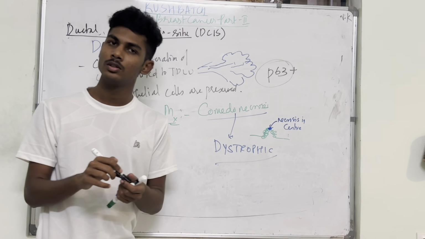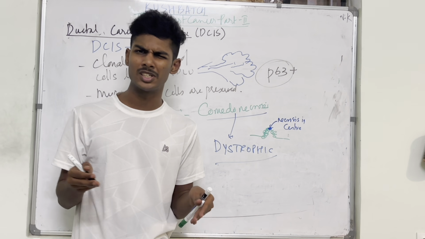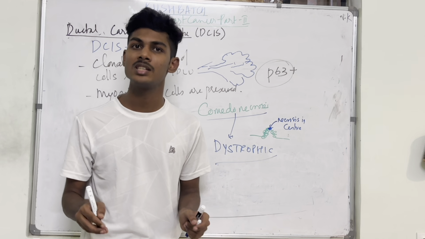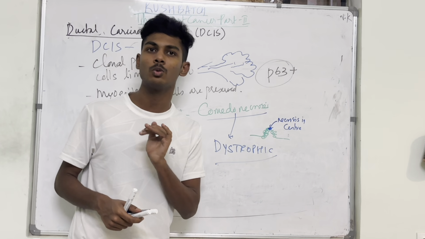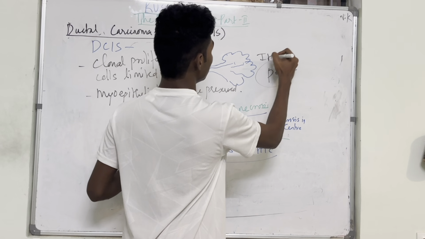Can I say for all the IDCs, IDC NOS and IDC special types, it will be P63 negative because it has invaded? The myoepithelial cells are now not preserved, right? So the P63 marker will turn out to be negative. Are you understanding? So in DCIS the IHC comes out to be P63 positive.